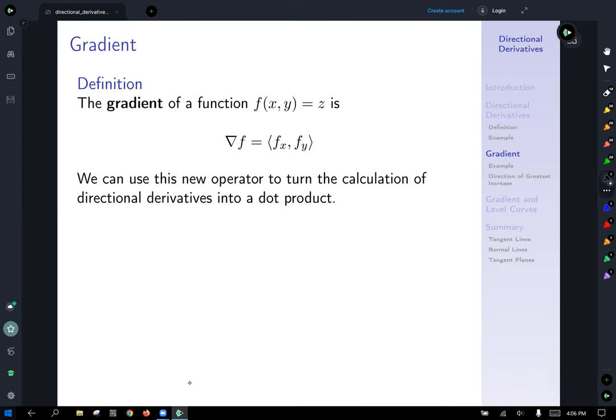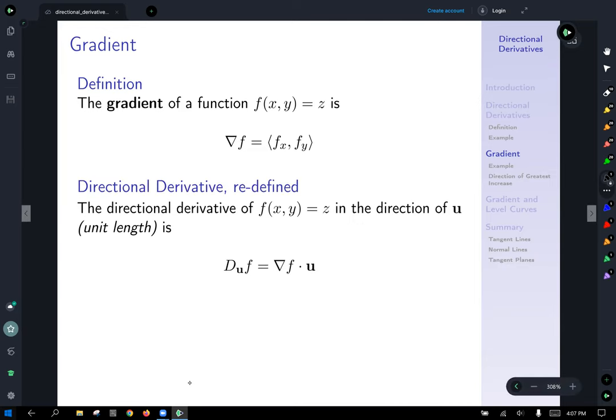Okay, so now, why is this important? Well, we're going to see lots of things we can do with it, but one of the key things for now is we're going to use this operation to turn that directional derivative calculation into a dot product. So let's look at the directional derivative and redefine it. The directional derivative of a function f in the direction of u, a unit length vector, still has to be a unit length vector, is equal to del f dot u: the gradient vector of f dotted with our directional unit vector u.